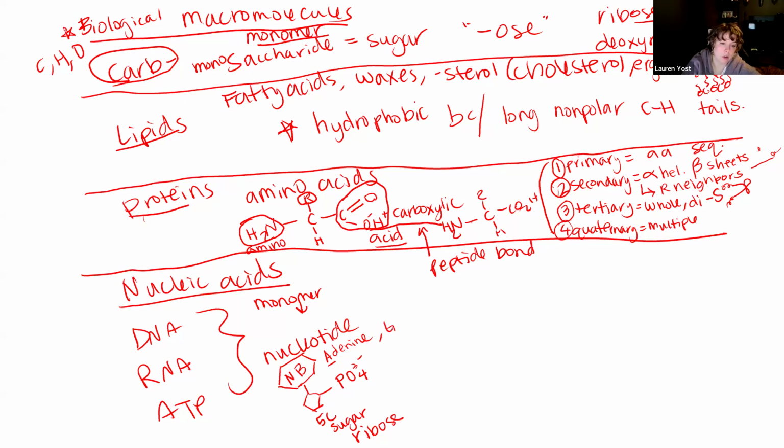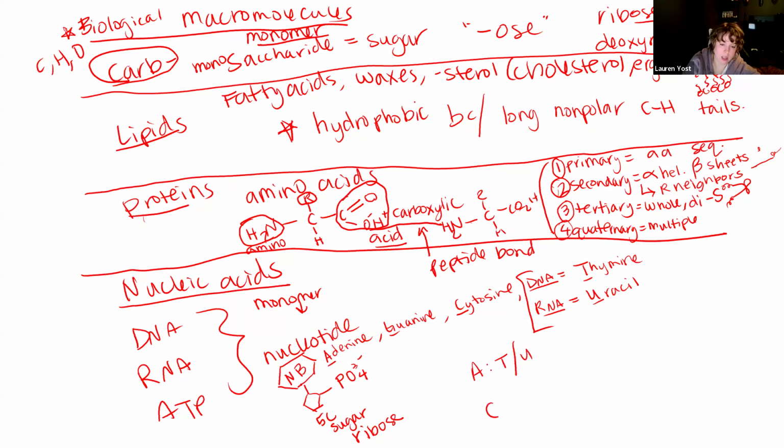Adenine, we'll go with guanine first. Guanine, which is G, obviously. Cytosine. And then, if you're DNA, you'll have thymine, which is T. If you are RNA, you'll have uracil, which is U. And A is attracted to T or U, and C is attracted to G. That's the basics for now.